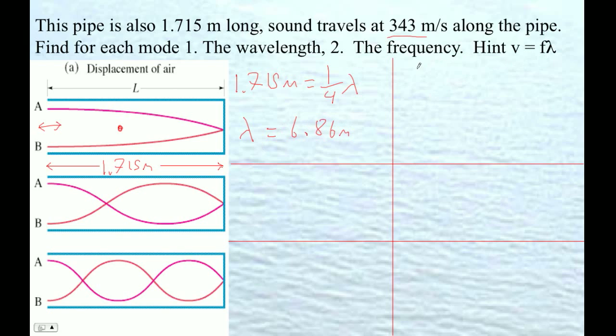Right, and then for this one, we're going to use this formula, right? So frequency is always v divided by wavelength, right? So the frequency is the speed of sound, because this is a sound wave, okay? So 343 meters per second divided by 6.86. So 343 divided by the answer I just got is 50.